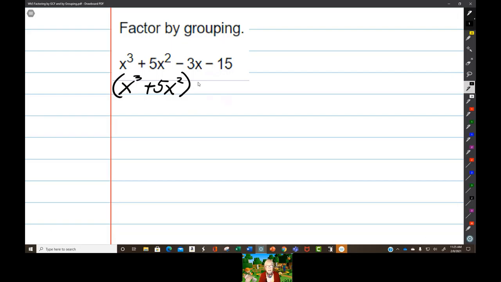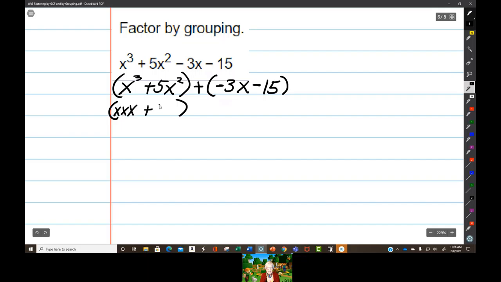We're going to have x to the third plus 5x squared. See, those first two numbers are always easy. Plus negative 3x minus 15. So over here, x times x times x plus 5 times x times x. And both terms here have x times x in them. So x squared is my GCF.